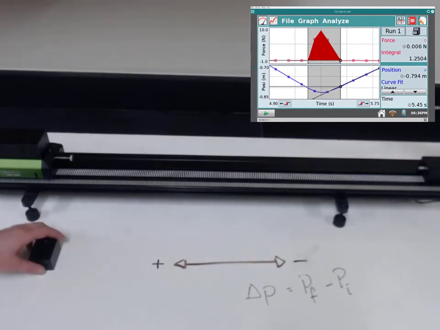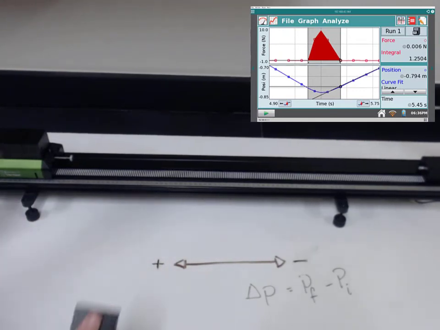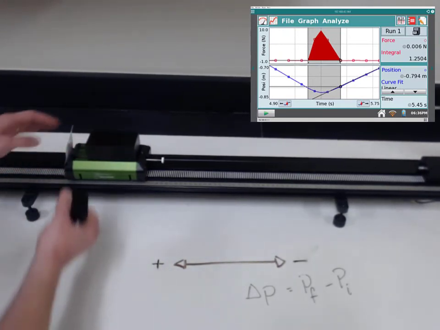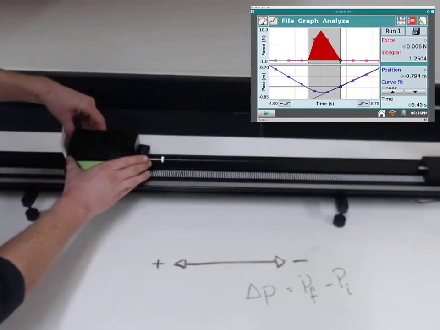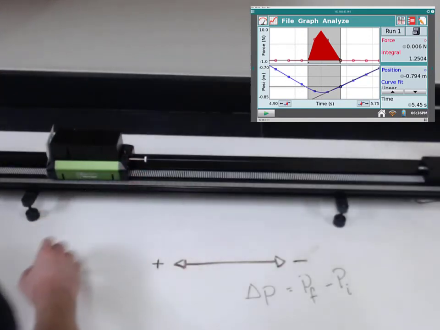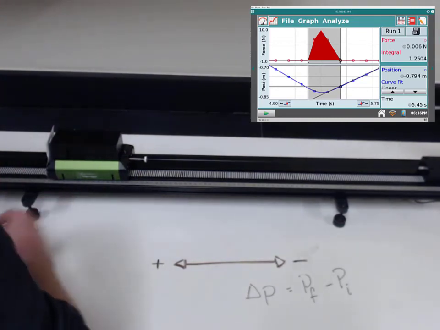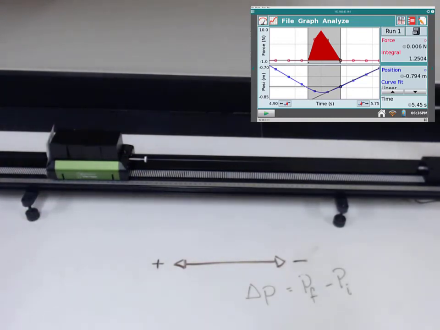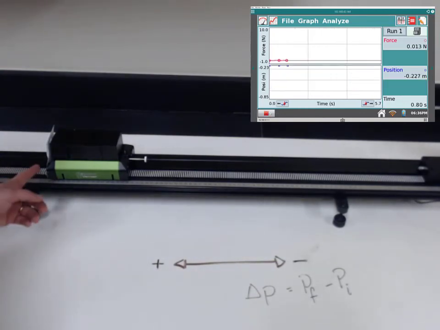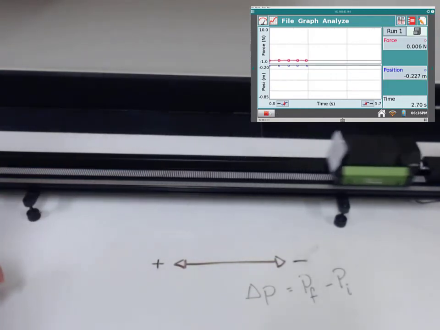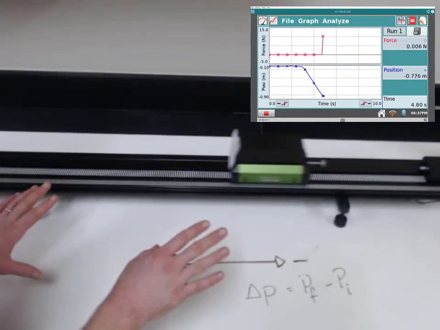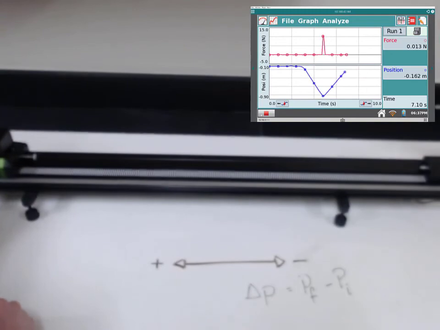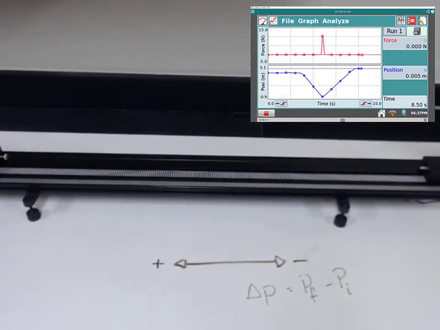Alright, we have one more trial left to do. Now we're going to have all 4 of these blocks on top of our cart, which don't really fit. That's okay. Just try not to break anything. Alright, let's start our thing. And there we go. Not as fast this time. Okay. That's better.